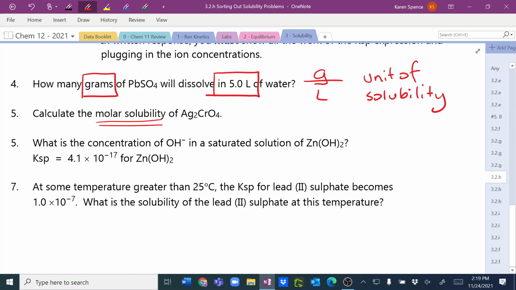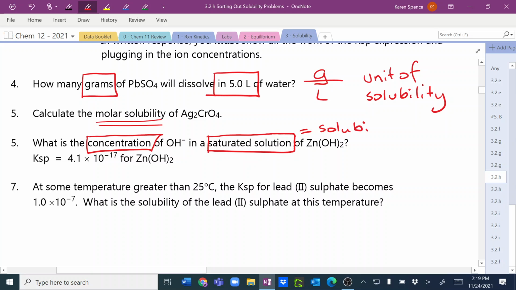The next one's also not bad because it says it wants the concentration of a saturated solution. And we know that the concentration of a saturated solution is solubility. Oh, and this one says, what is the solubility? So it's not too bad. When you have a question like this, what should be the first thing that you do if you're finding the solubility?